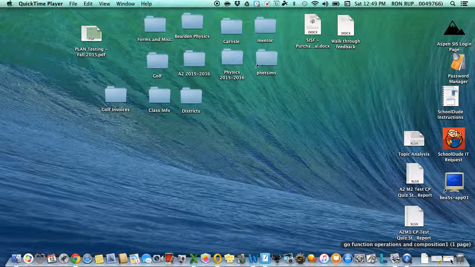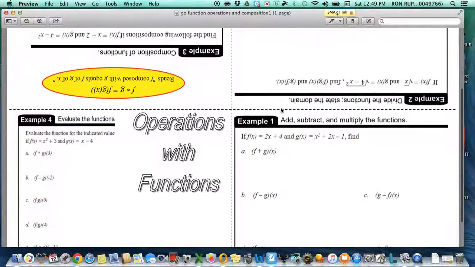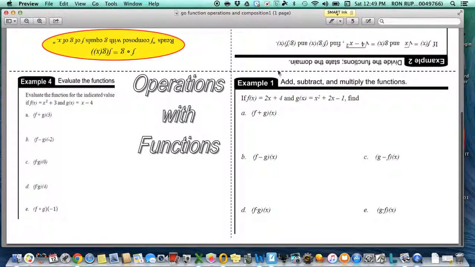Okay, for video one, we are going to start with the foldable that I handed out. If you weren't here or if you've lost it, it will be on Canvas along with these videos. And we're going to start with example one, add, subtract, multiply two functions. So let's get started here.